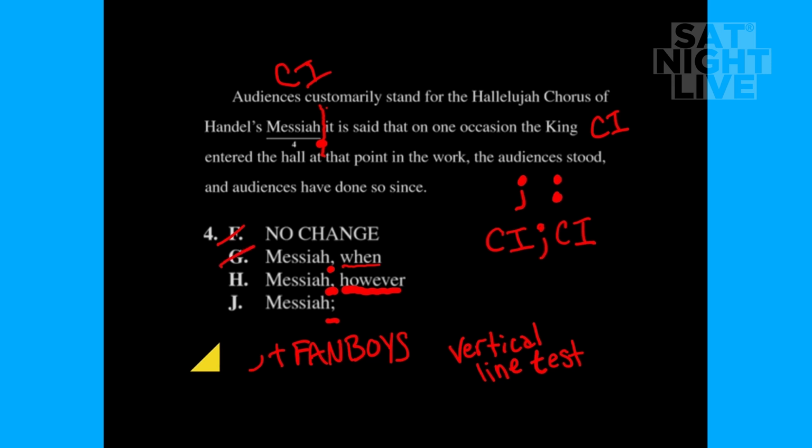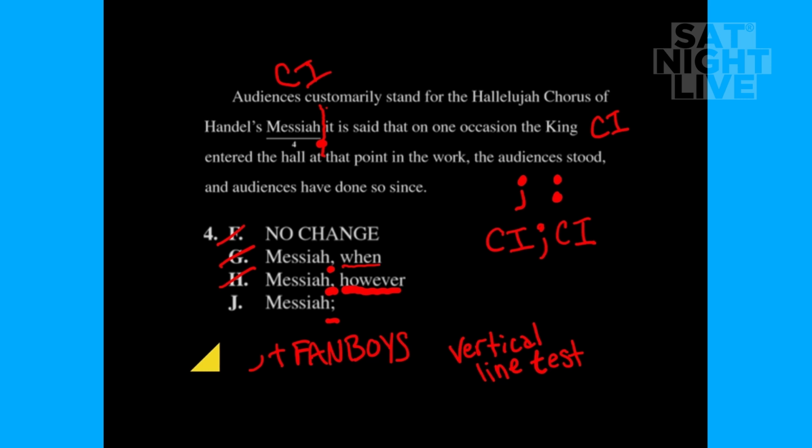Now we have, "however," comma, "however," in choice H. Comma, "however," it is said. Well, for one, we have a comma without a fanboy. "However" is not a fanboy, and that's not going to work, right? We don't even have to keep going. We're not following the rules of punctuation. And that leaves us with only choice J.